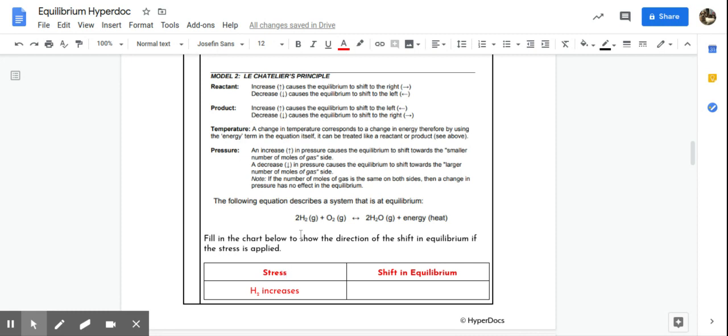Again, if you increased the product, let's say we increased H2O, and that just means we added more of it. That's the stress. If we increased H2O, then we would need to go this way to balance it out by making more of this stuff. If we decreased H2O, then we would need to go to the right to make more of that H2O. So you're just trying to keep a balance. If you have too much on one side, you need to shift towards the other side to make that balance again.